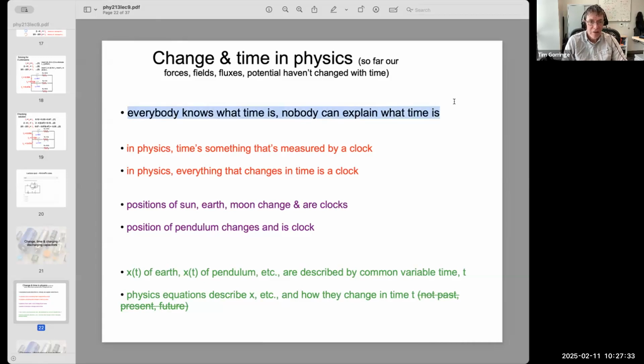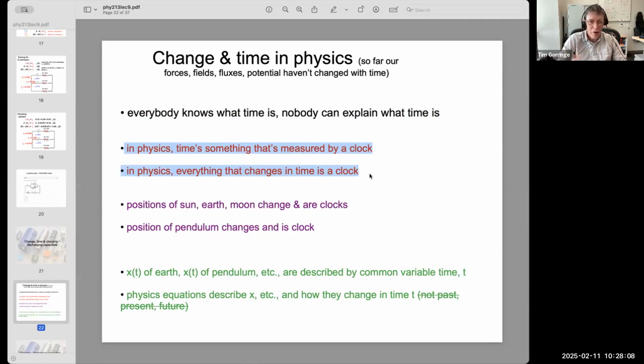Here's a statement about time that we're going to now start talking about. All of you know what time is. I know what time is. And if anybody asks me what time is, I don't know how to explain. So time's a funny thing. In physics, we get kind of specific, or kind of definite, about what we mean by time. Time is something in physics that's measured by a clock.